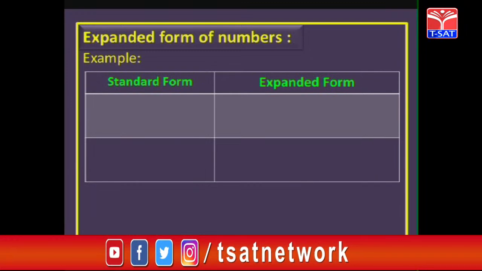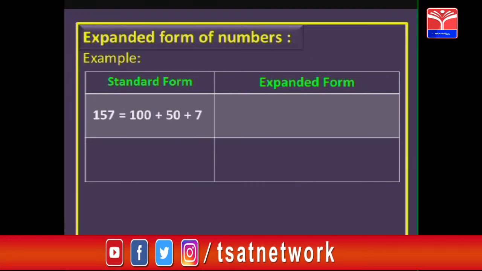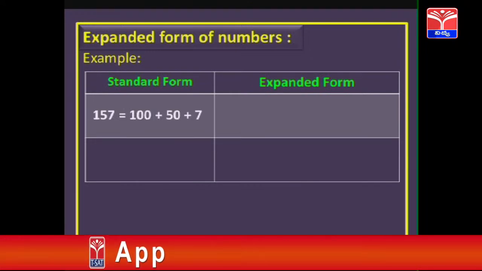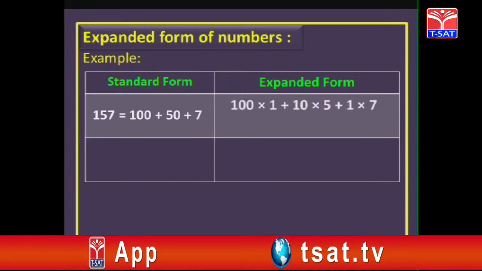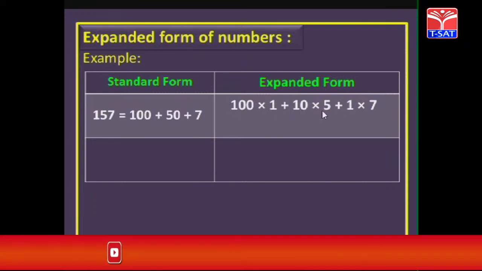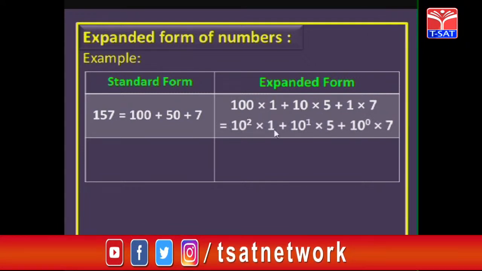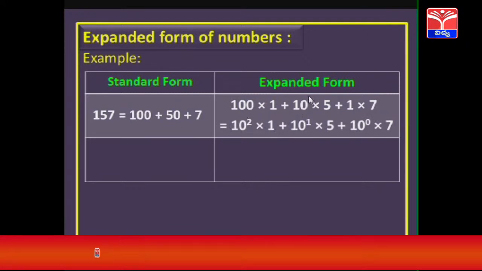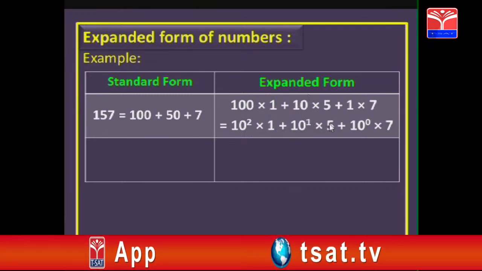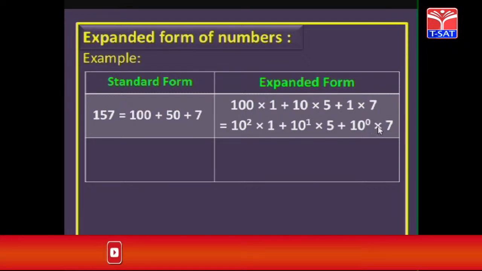Now, let us take another example, say 157. Now, this can be written as 100 plus 50 plus 7. 100 I will write as 100 into 1, plus 10 into 5, plus 1 into 7. Further, I can write this as 10 square into 1, plus 10, here there is no power, so I can write the power as 1, so 10 raised to the power of 1 into 5, and already we have seen 1 can be written as 10 to the power of 0 into 7. So, this is how we write the expanded form of 157.